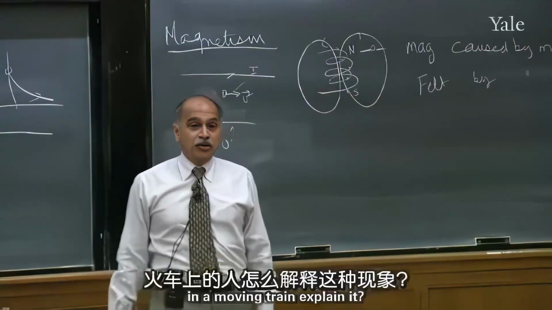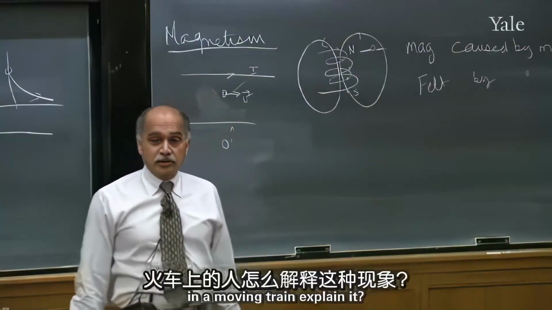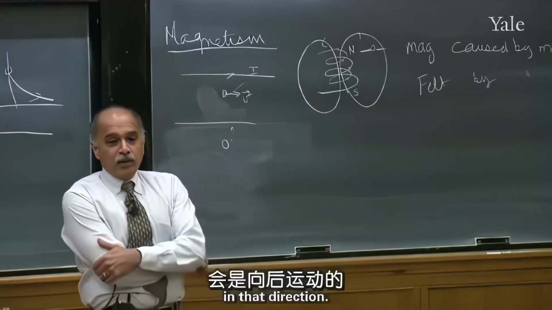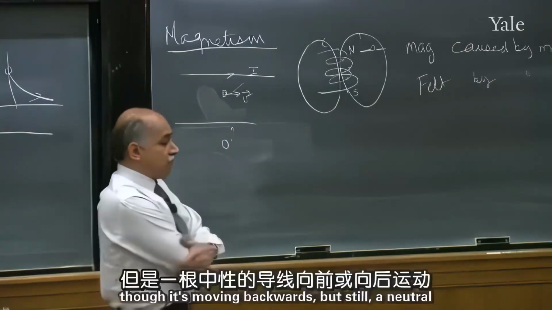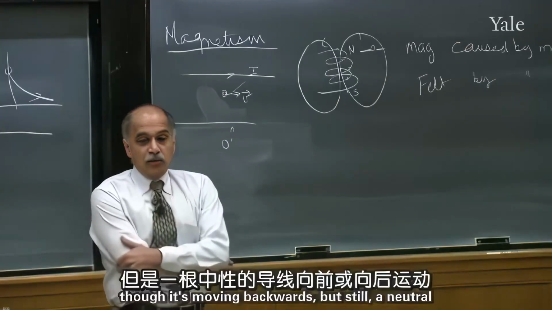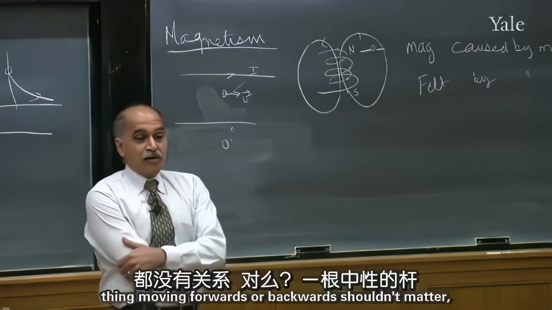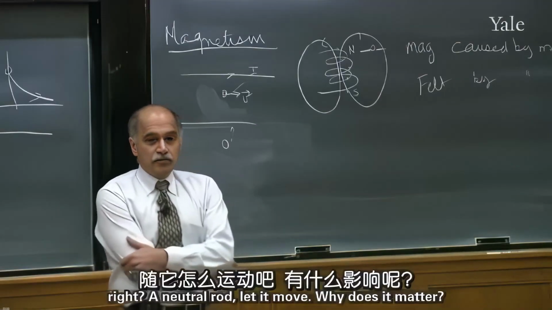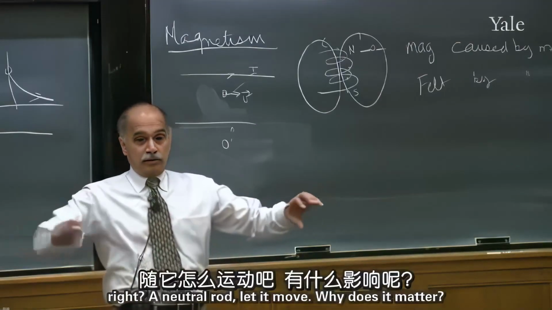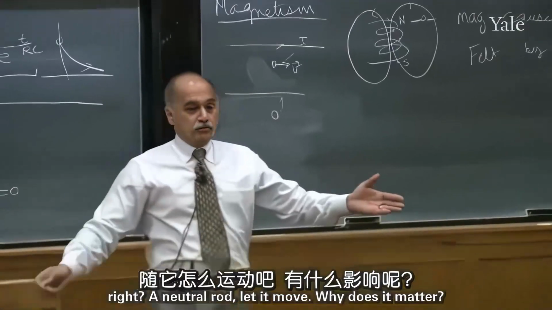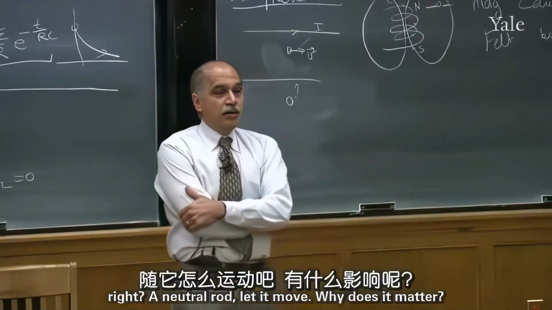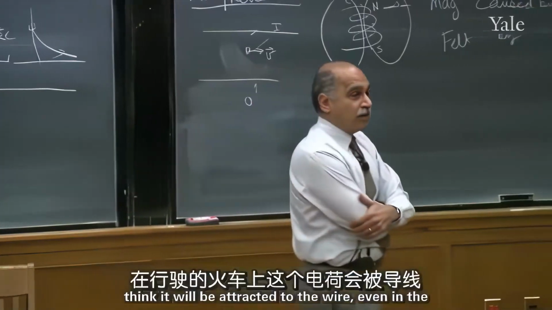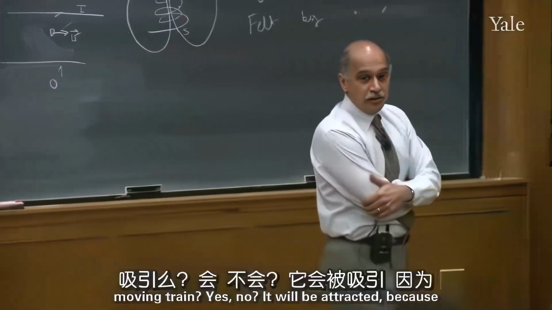So how does a person in a moving train explain it? What do you think happens? Yes? The wire looks like it's moving back in that direction. The wire may look like it's moving backwards, but still, a neutral thing moving forwards or backwards shouldn't matter. Right? A neutral rod, let it move. Why does it matter? So what do you think happens? First of all, do you think it will be attracted to the wire even in the moving frame?